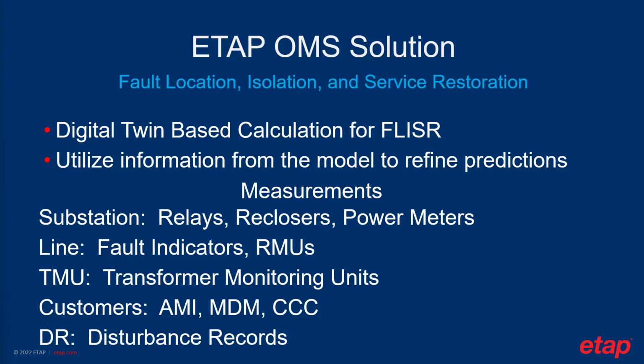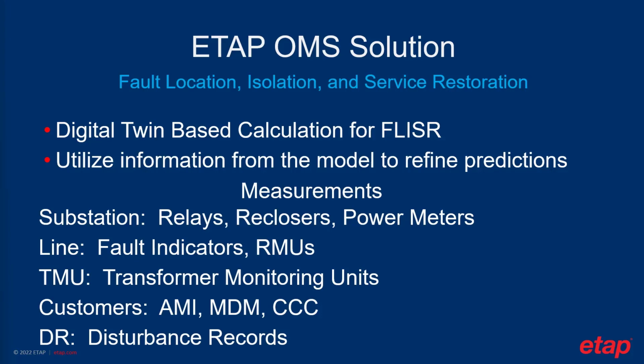So from the substations, we can use the relay information, bringing in the circuit breaker statuses, the power measurements from the relays, your reclosers, and then your power meter information. On the line side, fault indicators, RMUs, transformer monitoring units. So if you have on the primary to secondary network those distribution transformers, if there's transformer monitoring units where we can get the megawatts, megavars, voltage, we can use that as part of our fault location calculation.